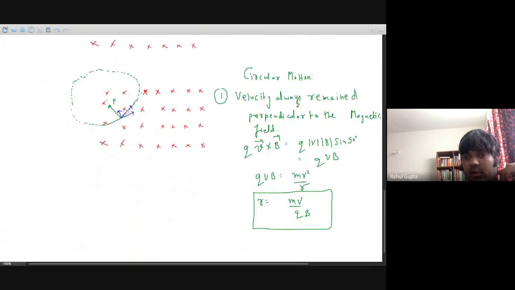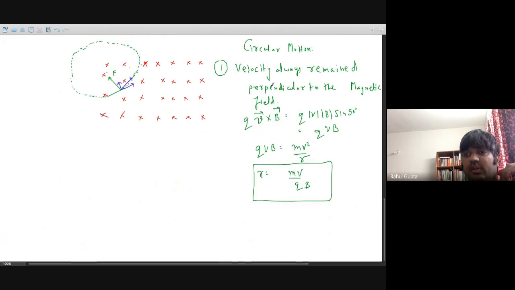So this is circular motion. When does it experience circular motion? When velocity always remains perpendicular to the magnetic field. Okay?